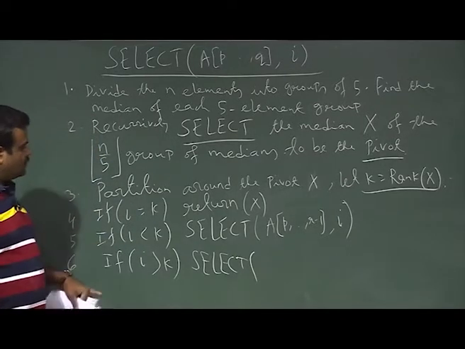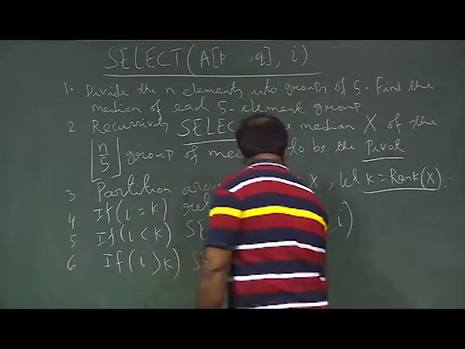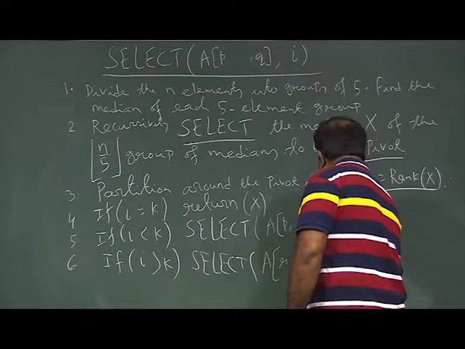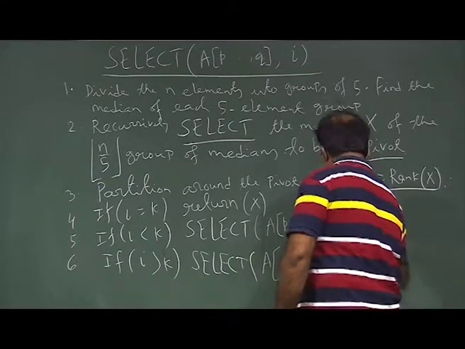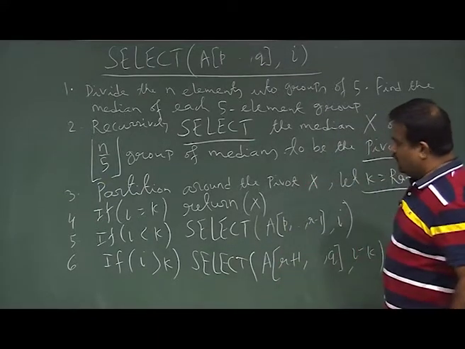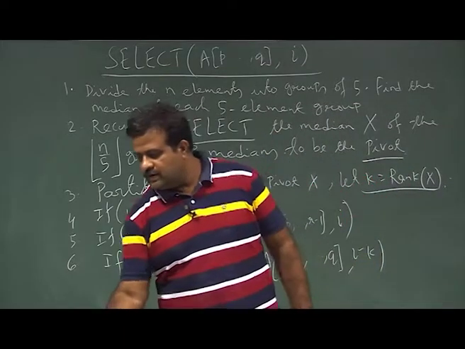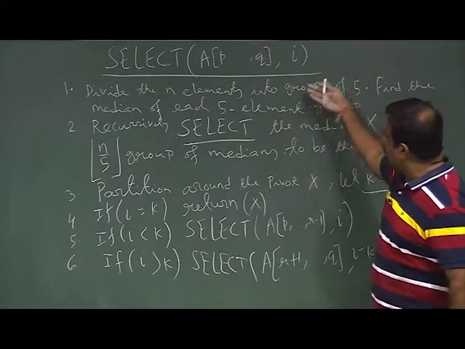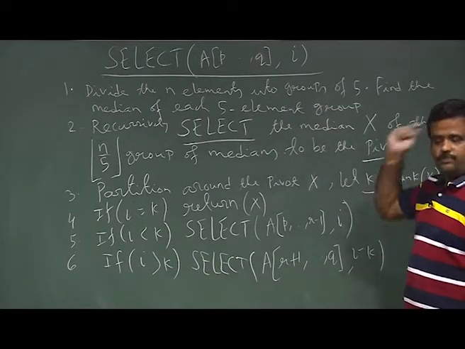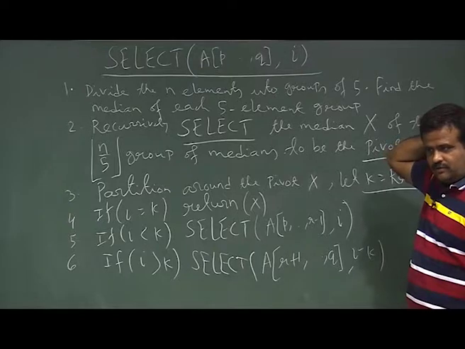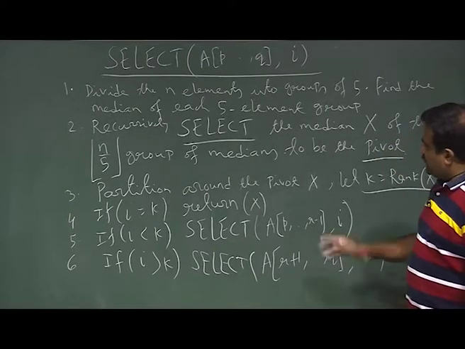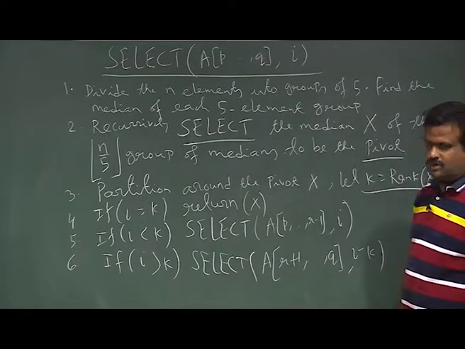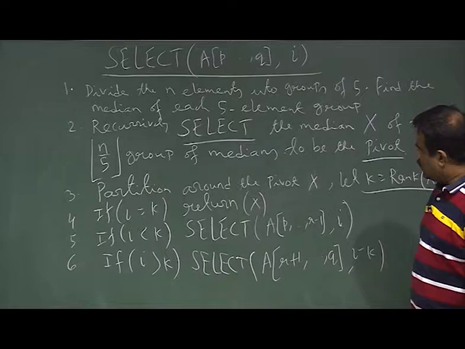So, this portion of the code is similar to the select algorithm. The only difference here is the choice of the pivot element. This portion is similar, but the only thing is the way we choose a good pivot. We have to choose a good pivot in order to avoid the partition 0 to n minus 1. So, this is the way we choose the good pivot.